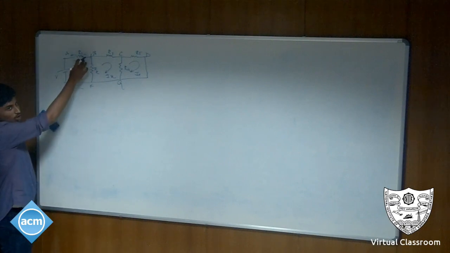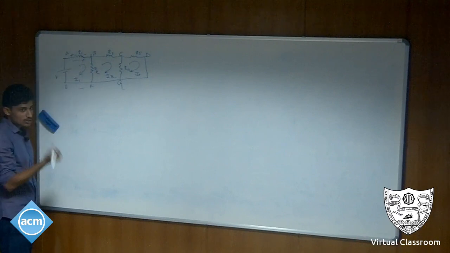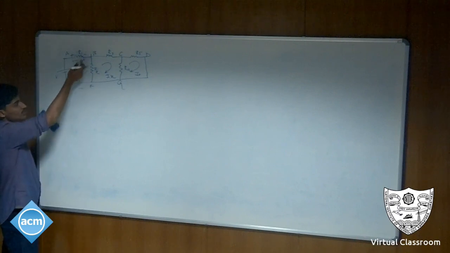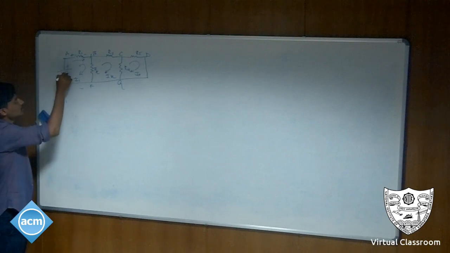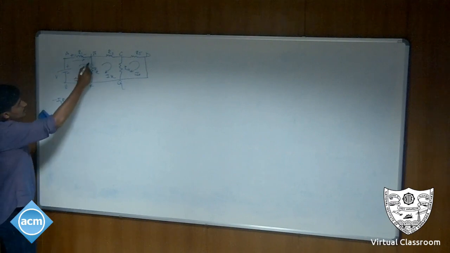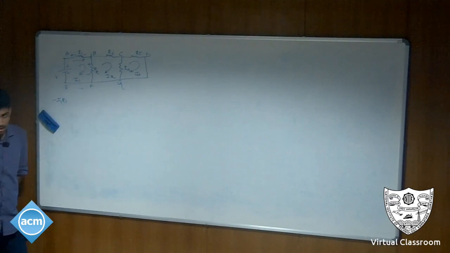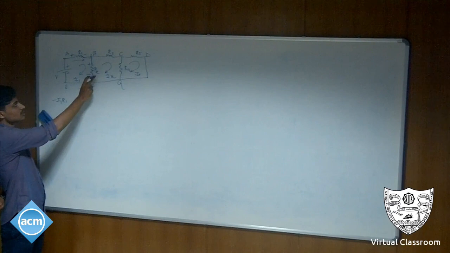So here there's a voltage drop. If there is a voltage drop from positive to negative, that means it's a minus. Write it as minus I1 R1. Here it is. And there is another drop here. Here, if you can see, for this resistance, there are two currents flowing.